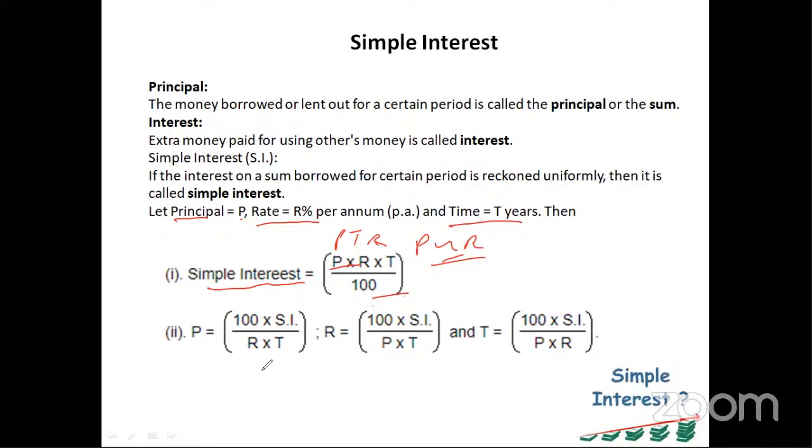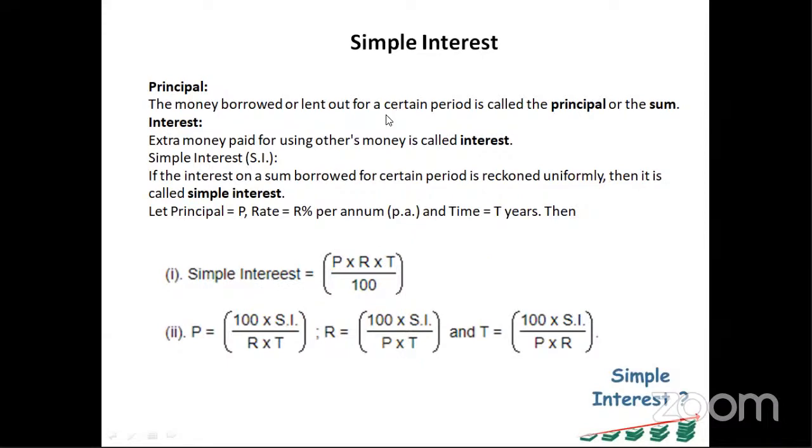Alternatively, we can use the same formula to calculate the other quantities. For example, if we have to calculate principal, and in the question simple interest, rate of interest and time are given, then we can reorder the formula accordingly and calculate principal. Same goes with rate of interest. We can rearrange it and calculate rate of interest, and the same with time period, how many years. Okay. Simple formula, simple calculations.